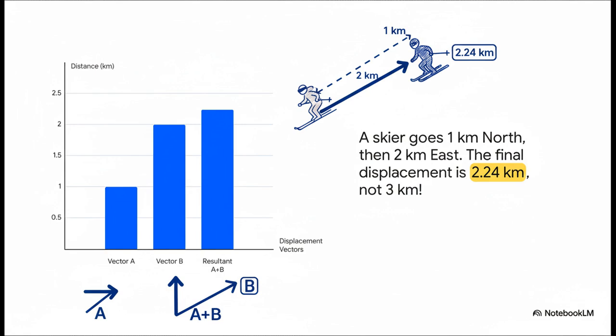Let's say she skis 1 kilometer north, then turns and skis 2 kilometers east. You can see her path basically forms a right-angled triangle. And using a little bit of high school math, the Pythagorean theorem, her final distance from the start isn't 1 plus 2. It's not 3 kilometers, it's the hypotenuse, which works out to 2.24 kilometers. See, the magnitudes do not simply add up.